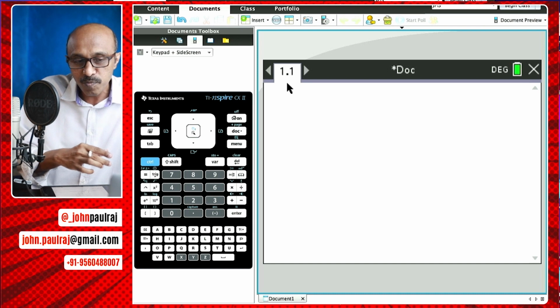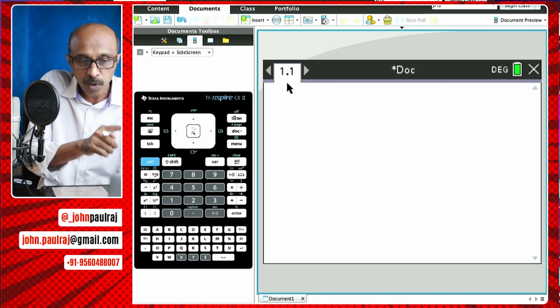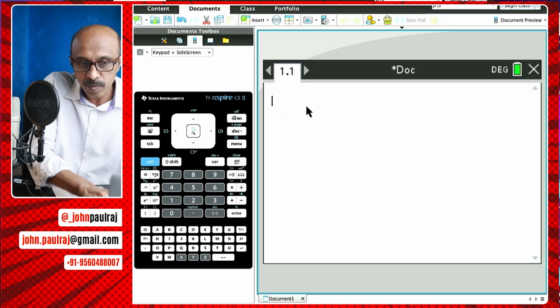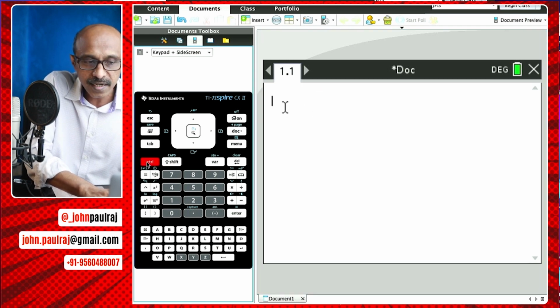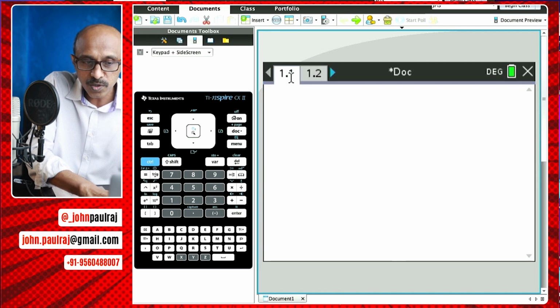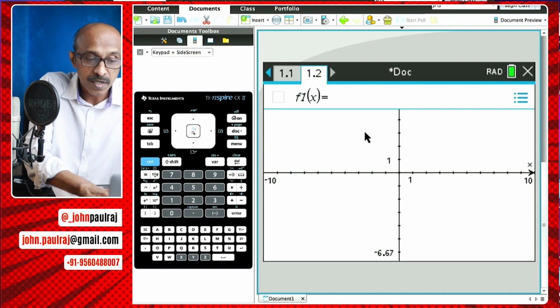So each question, if you make it a new problem, you can add different pages for each problem. You know, this is the 1.1 that refers to problem number 1, page number 1. So within the same problem, like a question, you can add a new page. It could be a graph page. So that's 1.2. And you notice that that's a calculator page. This is a graph page under problem number 1.